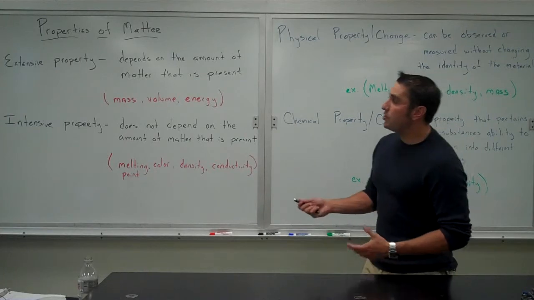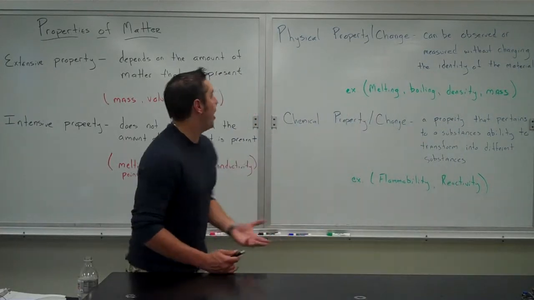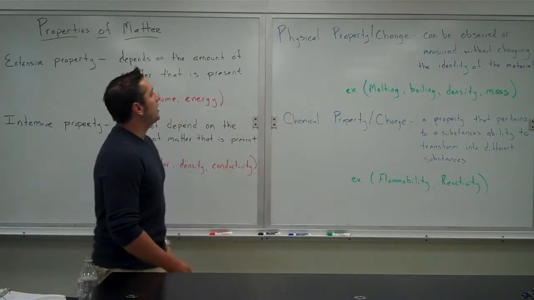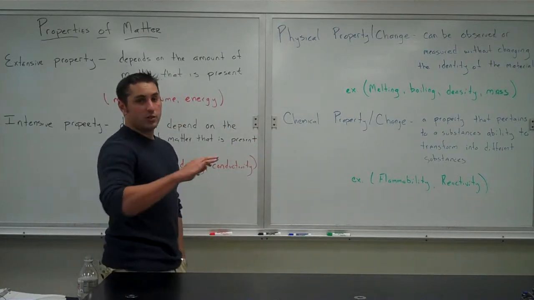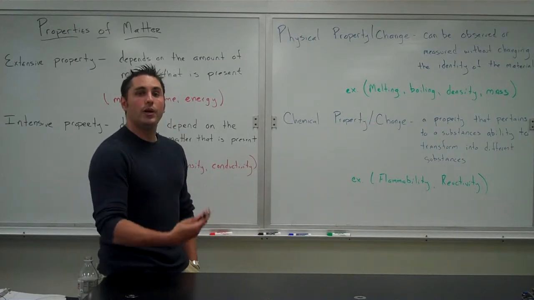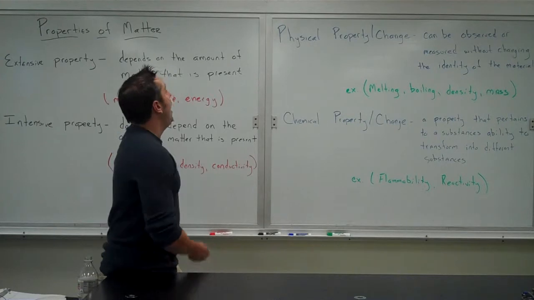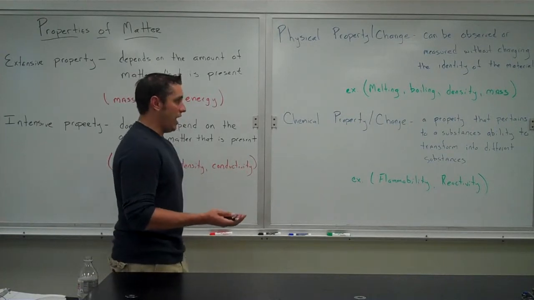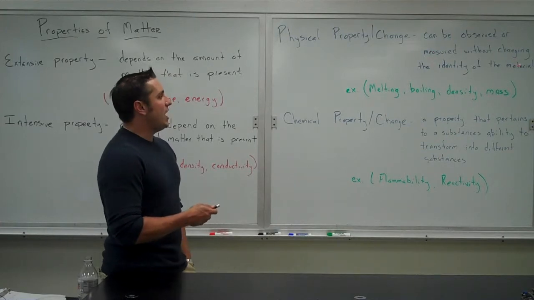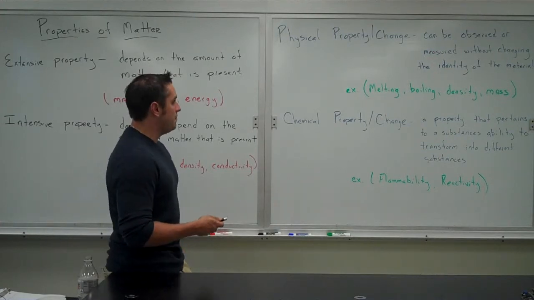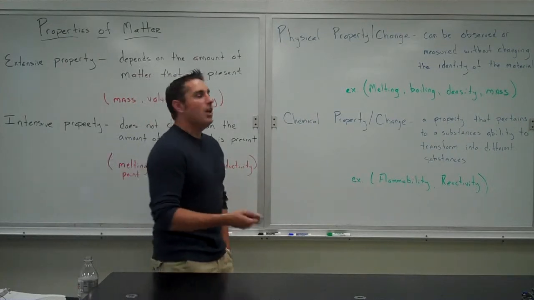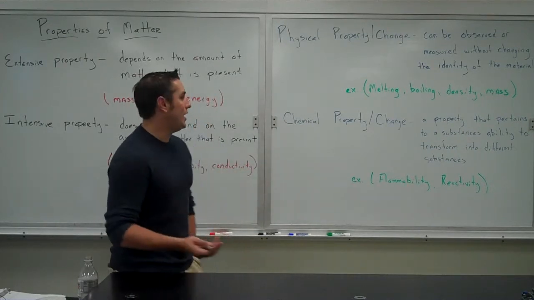So once you get through these two big classifications of properties, you'll get into some more specific ones. The two that we're going to focus on here are physical properties, which lead to physical changes, and chemical properties, which lead to chemical changes. A physical property or a physical change is one that can be observed or measured without changing the identity of the material. I can change its shape, I can change its size, but I cannot change who it is.